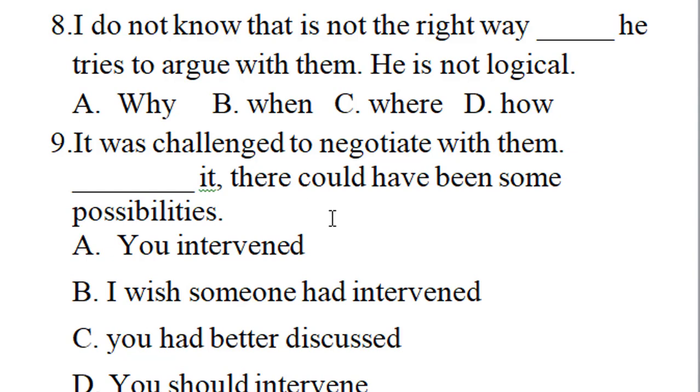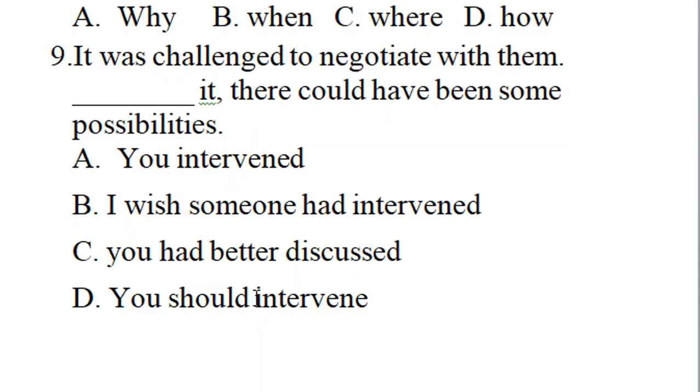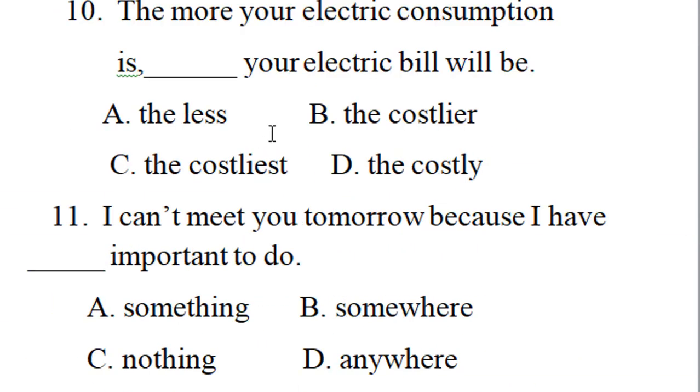There could have been, supposed. If someone had intervened, there could have been a possibility. But someone didn't intervene, and they didn't have any solutions or any possibilities. Next question: Thus, the more your electric consumption is, blank, your electric bill will be.